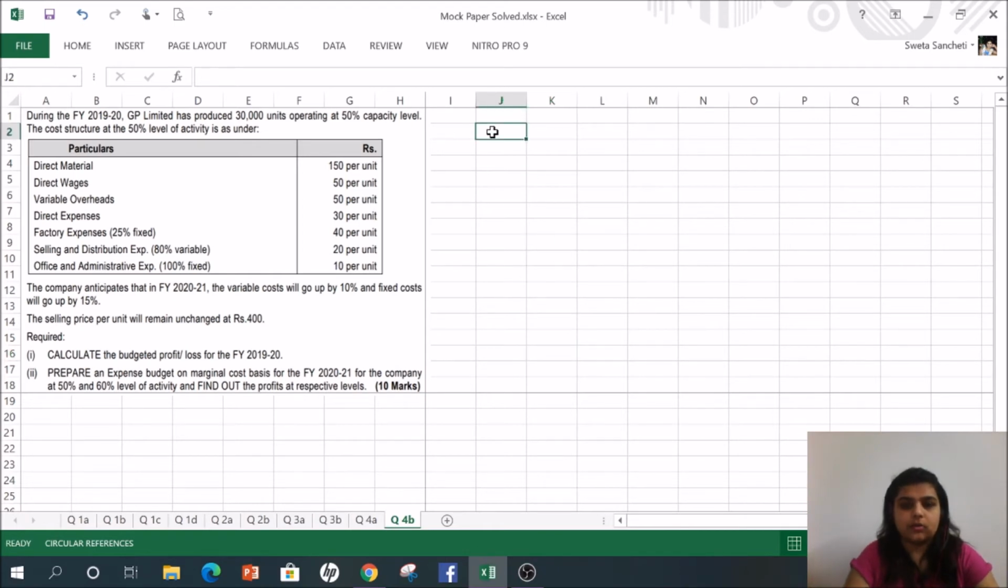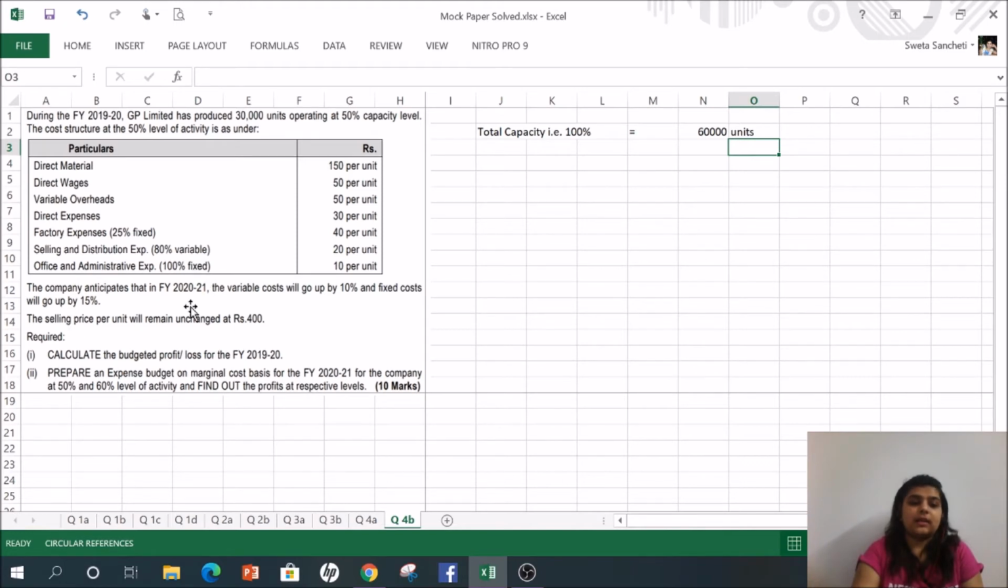So 100% total capacity, that is 100% is equal to 30,000 divided by 50%, that is equal to 60,000 units. They've given us the cost at 50%. In that also, if you see, there are certain fixed expenses and variable.